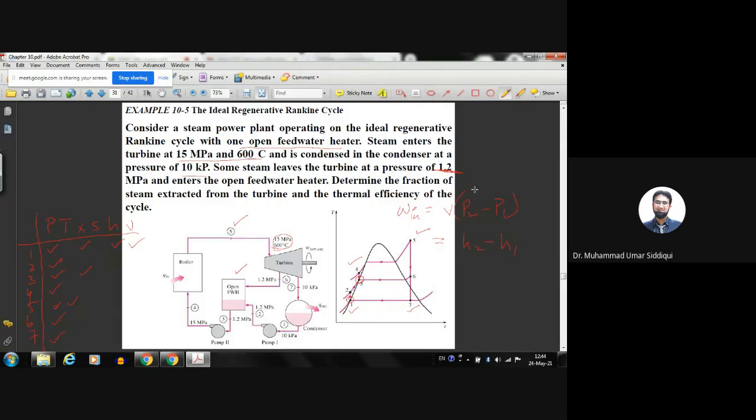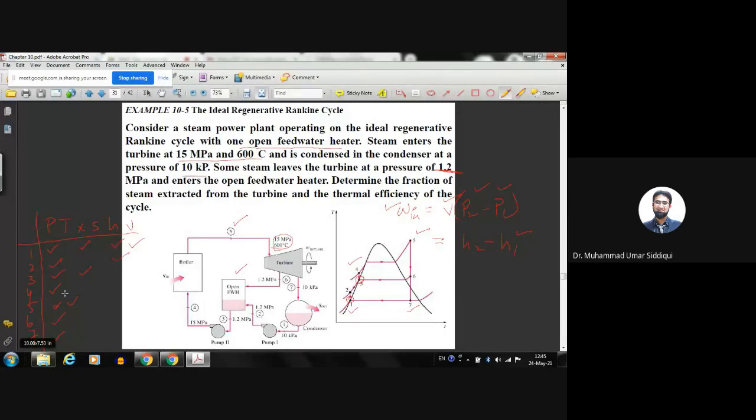So the idea is that if you know the two pressures and if you know the specific volume, you can find what is the work in. Then if you know H1 and work in, you can find H2. So here, this is the thing we have. We know V, we know P1 and P2. So we'll find work in. If we know the work in of the pump, then we know H1, we can find H2.